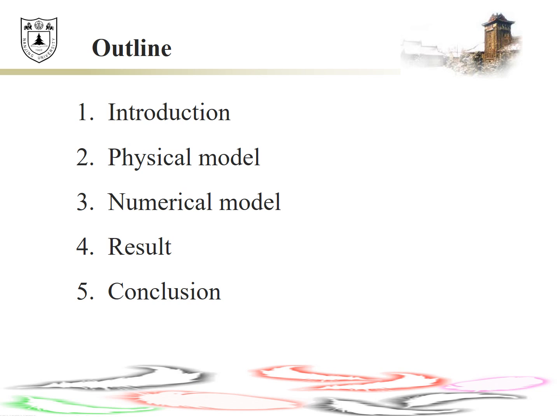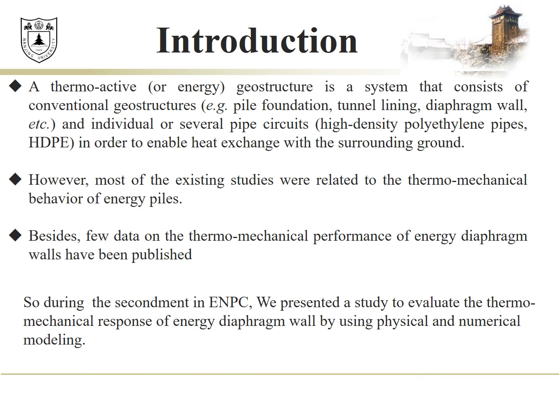My outline is about 5 parts: introduction, physical model, numerical model, result, and conclusion. First, I should introduce what my work focuses on. A thermo-active or energy geostructure is a system that consists of conventional geostructures and individual or several pipe circuits in order to enable heat exchange with the surrounding ground.